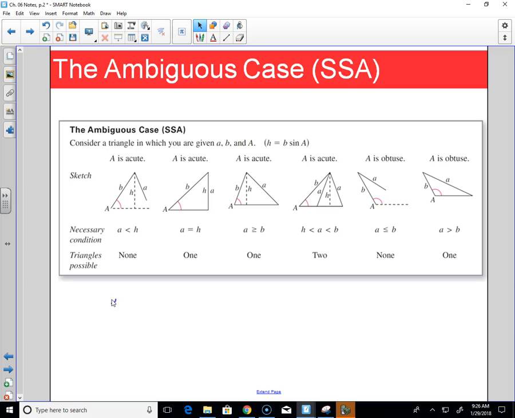Sometimes, if A is bigger than that side, it will still only connect in one place because it's too big to swing back. But if A is in between the H and the B, it can swing both directions and have 2. Now it talks about a couple other things as well, but basically these are the main 4 cases as to what can happen. Do some of you visually see it?